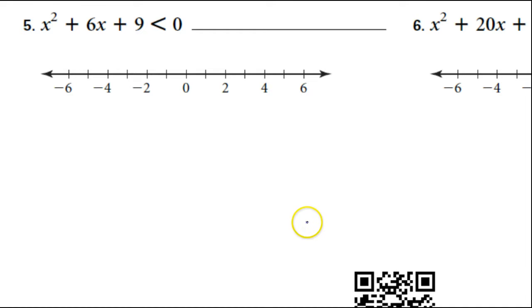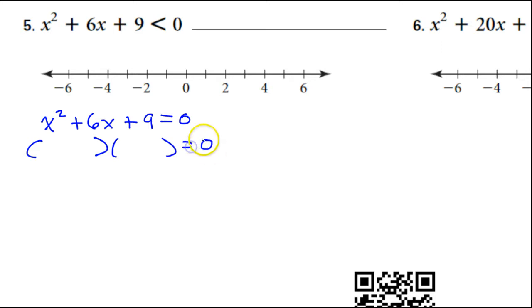Okay, number 5. So let's start by finding the zeros of this part of the function. So we will solve the related equation x squared plus 6x plus 9 equals 0. And we can probably solve this equation by factoring.